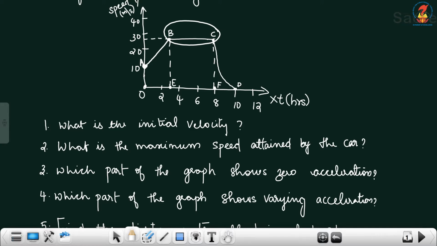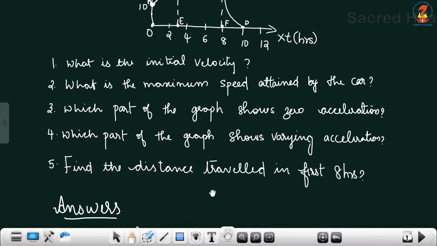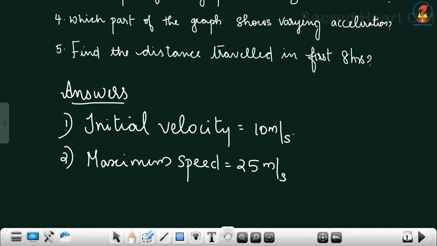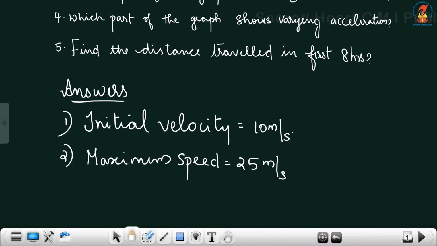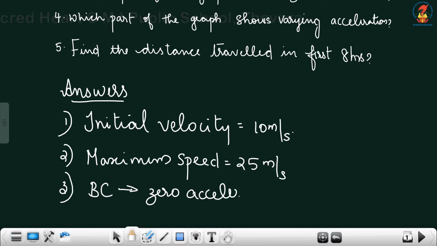So, which portion represents zero acceleration? Zero acceleration is represented by BC. So, BC represents zero acceleration. The reason also you have to write. What is the reason?